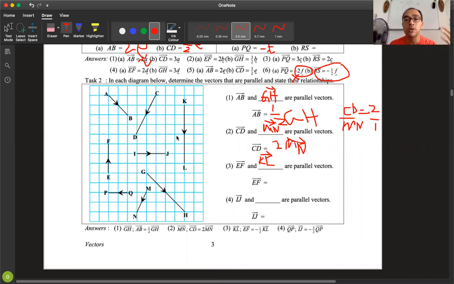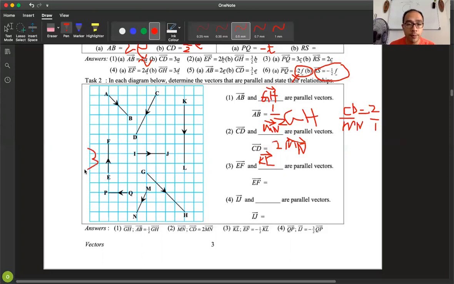The distance is not the same. Definitely not equal. But they are parallel in a certain sense. They are parallel because the line is the same, the same type of line. But since the direction is different, obviously there's going to be a negative over here. Okay, let's see.